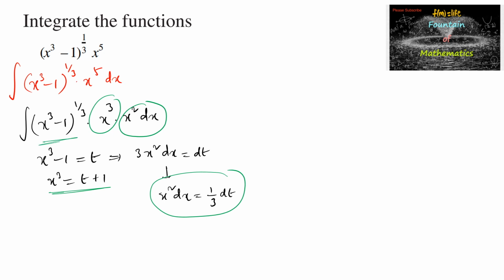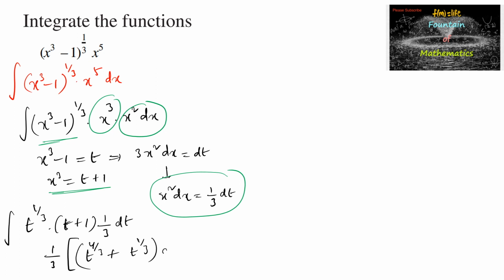So our integral we can write as t to the power of 1 by 3 into x power 3 is t plus 1 into x square dx is 1 by 3 dt. So we can write it as 1 by 3 times t to the power of 1 by 3 into 1, that is 4 by 3, plus t power 1 by 3 whole dt.